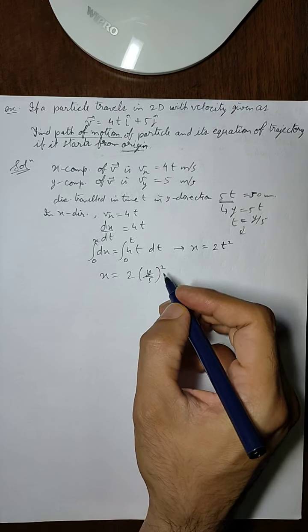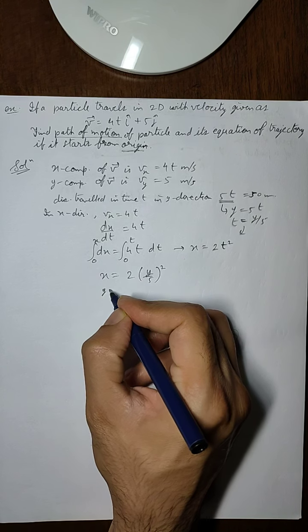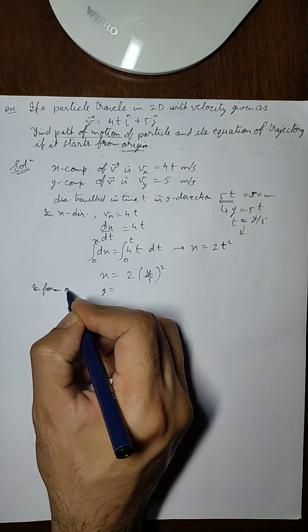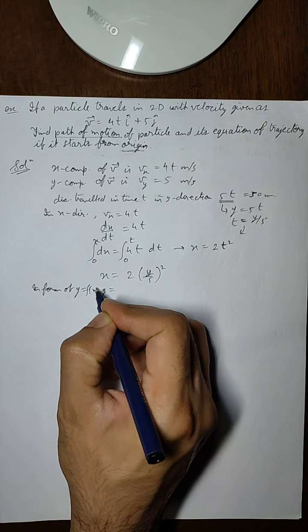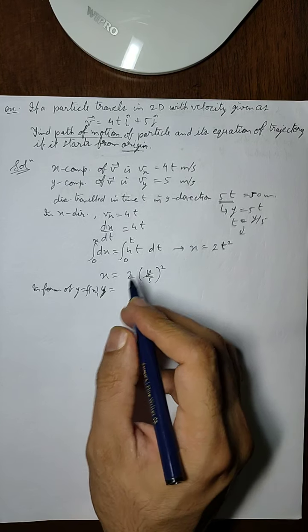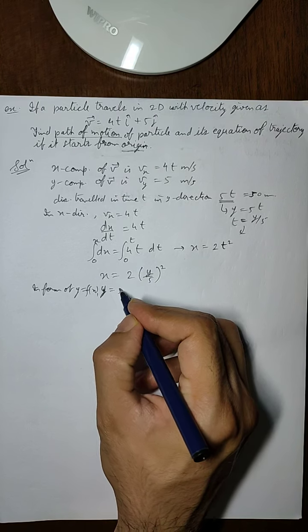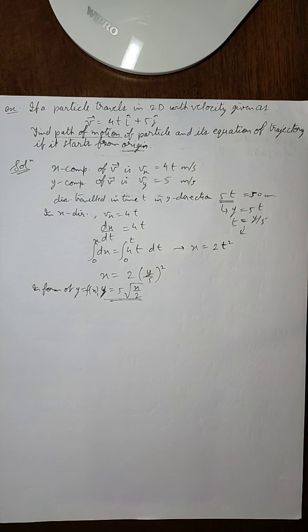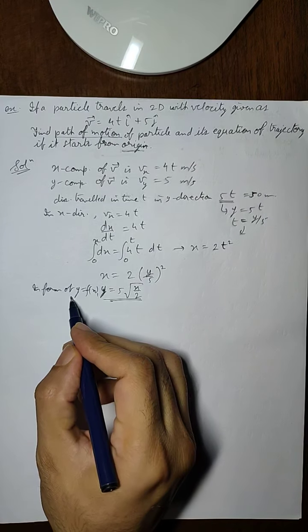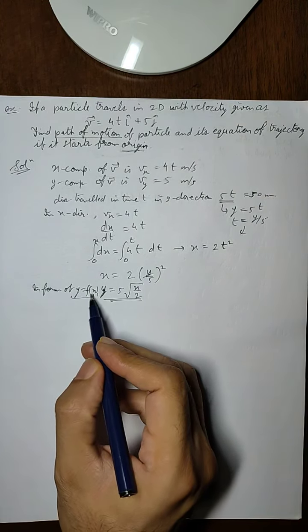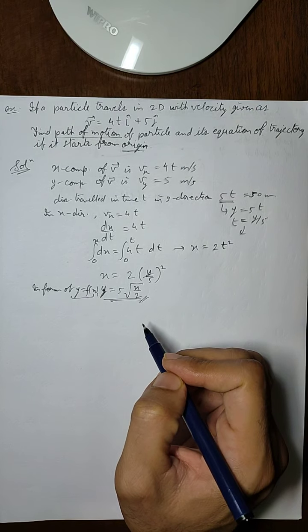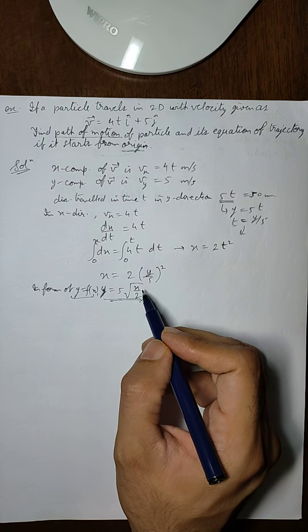So if we solve it further, we can write it in the form of y equals f(x). Solving this, you will get y equals 5 root of x by 2. Now this is the equation of the trajectory, which is in the form of y equals f(x). So the equation of trajectory will be y equals 5 root of x by 2.